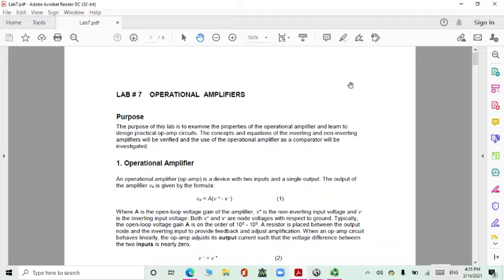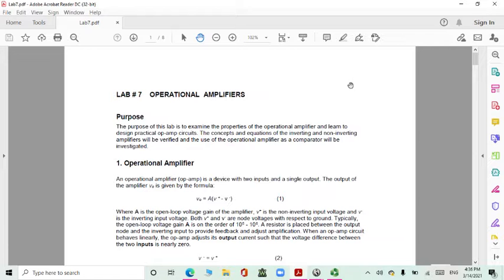All. Today's lab is operational amplifiers. The purpose of this experiment is to examine the properties of the operational amplifier and to learn how to design practical op-amp circuits. In this lab, we are going to see the concepts and equations of inverting and non-inverting amplifiers.